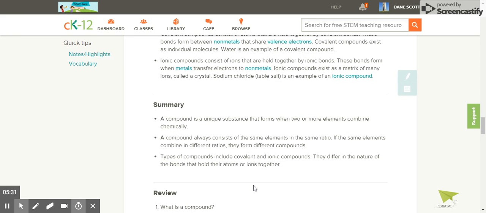In summary, a compound is a unique substance that forms when two or more elements combine chemically. A compound always consists of the same elements in the same ratio. If the same elements combine in different ratios, they form different compounds. Types of compounds include covalent and ionic compounds. They differ in the nature of the bonds that hold their atoms or ions together.